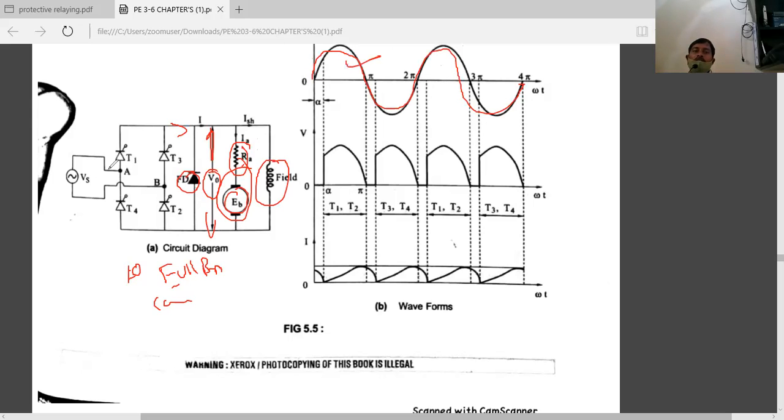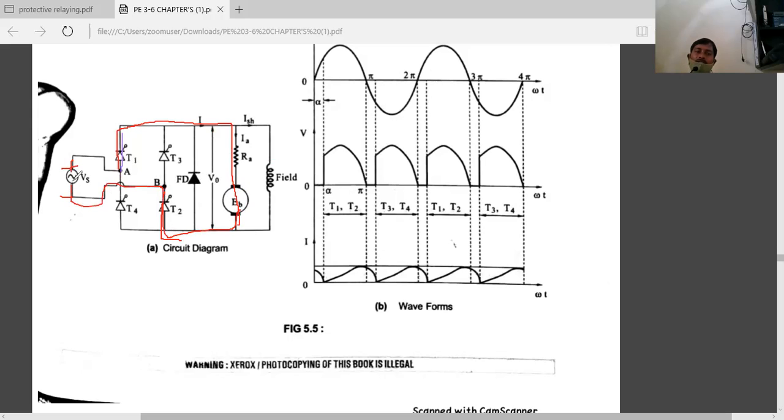For the positive half cycle, thyristors T1 and T3 will be turned on. Let us look at the current flow direction. Current flows through T1 to the load, where this is positive with respect to negative, and T2 is forward biased. So the current flow will be in this direction, which I already discussed.